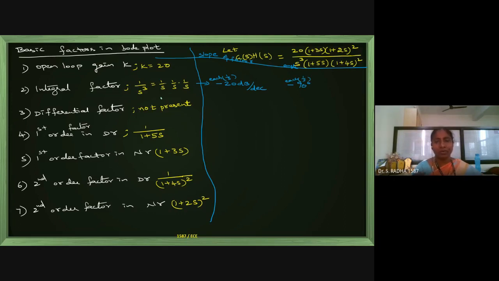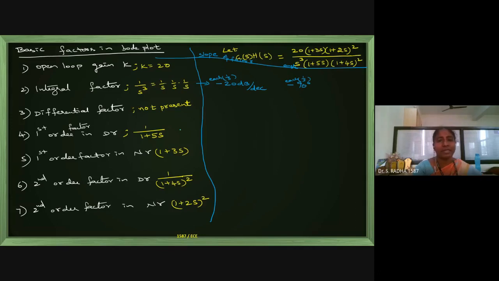I will go to the next slide with another example. I will tell you exactly if 3 factors or 2 factors are there. But here I am clearly mentioning each 1 by s is giving a slope of minus 20 dB per decade and phase angle minus 90 degrees. Because differential factor is not there, I will just leave it here.